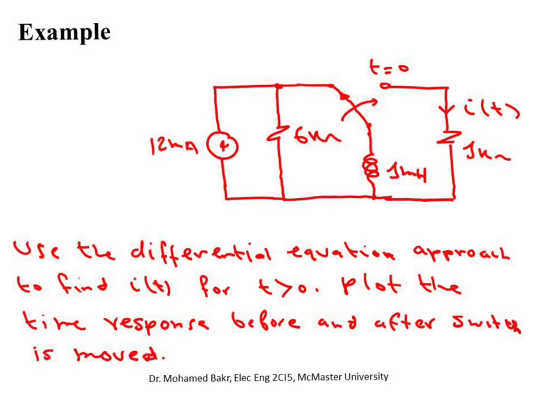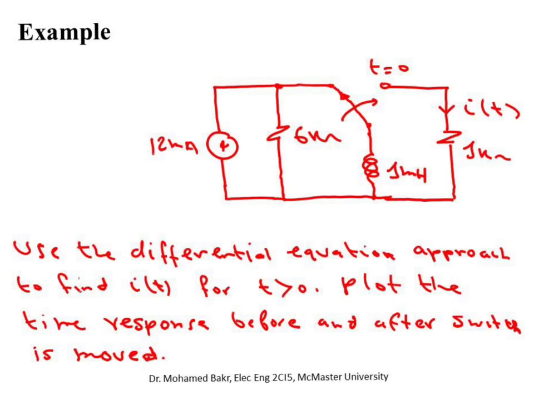Now, when you move the switch from here to here, the current of the inductor cannot change its direction or value instantaneously. So we can simply say that IL at 0 minus is equal to IL at 0 plus is equal to 12 milliampere. The current will still be flowing this way. Okay, but now it's going to flow through the resistor. So in the beginning it will be 12 milliampere as well.